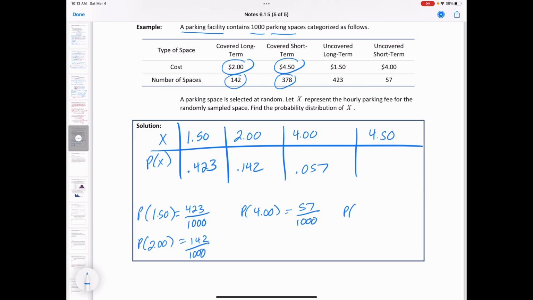You move the decimal 3 places to the left. And the probability of $4.50 is 378 over 1,000, or 0.378. Take a minute and add your P of X's and make sure that they sum to 1. That's a check for yourself to make sure that you did them correctly.